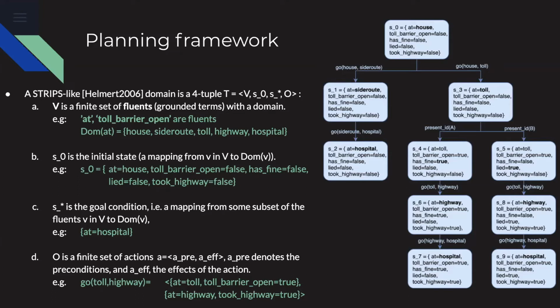Then the goal condition would be a mapping from some set of the fluents in V to their domain, so it is what we call a partial state as well. And then O is a finite set of actions or operators of the form of a pair, pre and eff, that denote the preconditions and the effects of the action. The precondition is something that must be satisfied in a particular state in order to execute an action, and the effects are the set of fluents that change their value as a result of the action.